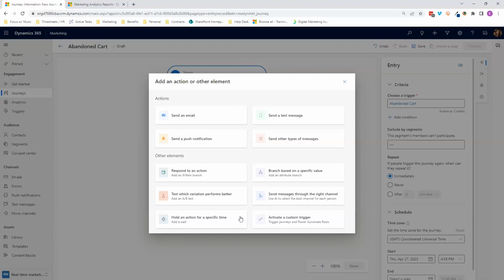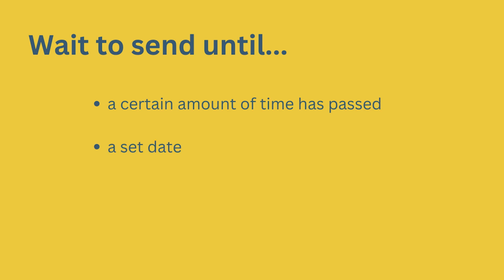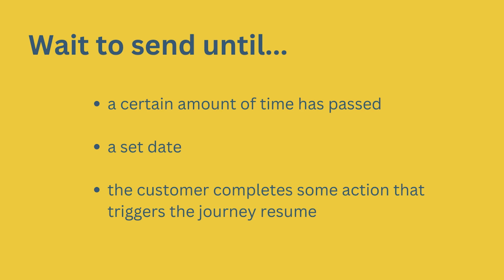Next up, we can hold an action for a specific time. This is familiar probably from outbound again, if we want to wait a week for the next communication in the journey to go out, or if we want to wait until a certain date, or if we want to wait until the person triggers next step, that's where we're going to do it.